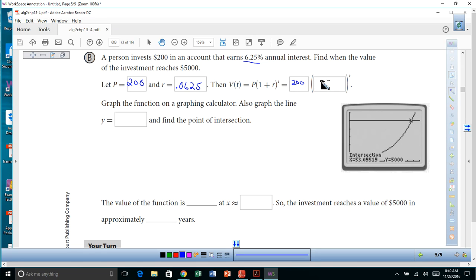and then 1 plus r. So 1 plus 0.0625 will be 1.0625. And then we're going to graph the function on the graphing calculator. And we want to know when it's going to reach $5,000. So we're going to also graph 5,000. Okay? So let's see here.